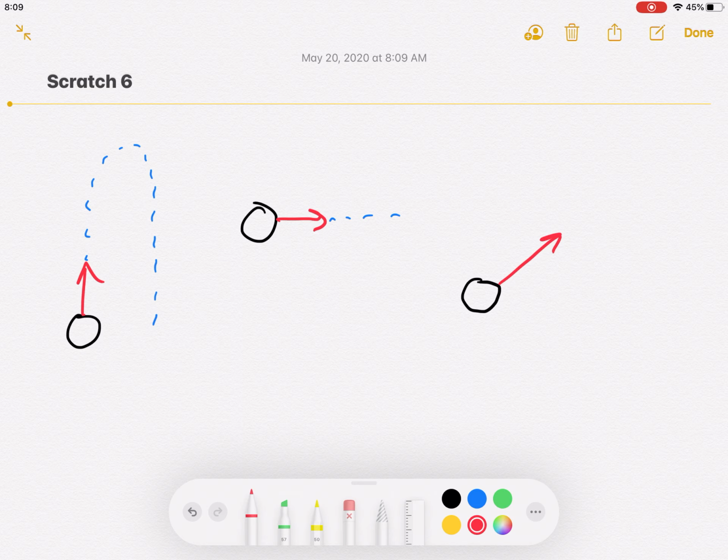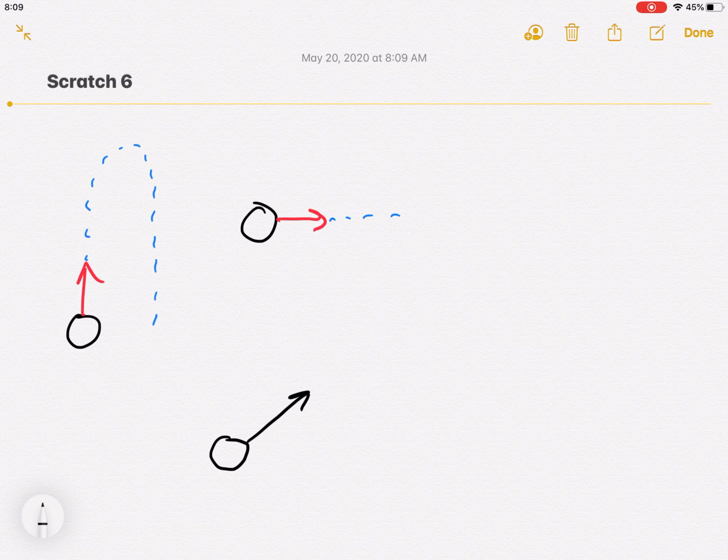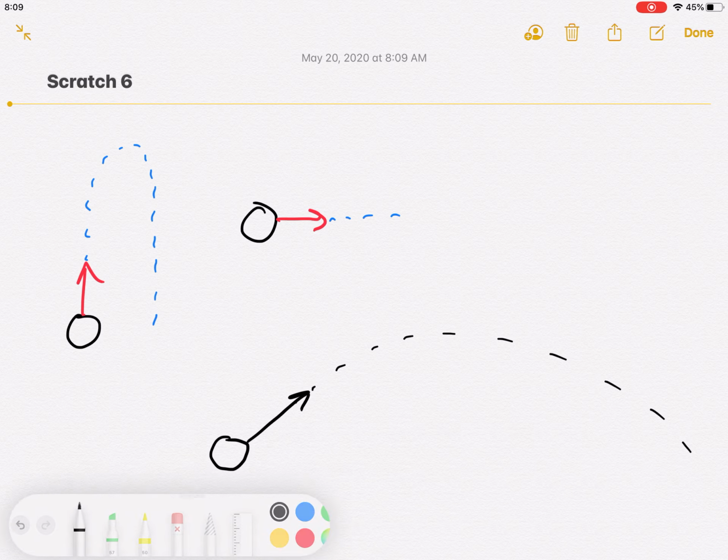Well, it turns out it does both motions at the same time. So in the vertical direction, it goes up and it comes back down. And in the horizontal direction, it just keeps going. So it's a path kind of like this. That motion is something we call projectile motion. In fact, I'll just label it here.